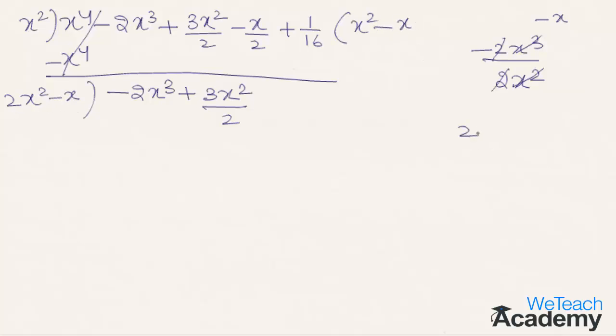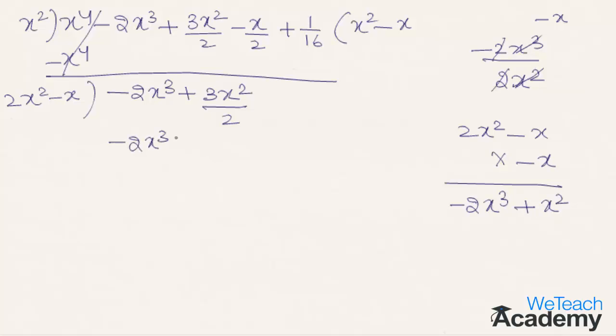So here by multiplying we get minus x into 2x square as minus 2x cube, and here minus x into minus x would be plus x square. Now writing this over here we get minus 2x cube plus x square. And now let us subtract this. So here the additive inverse of minus 2x cube is plus 2x cube, and the additive inverse of plus x square is minus x square.